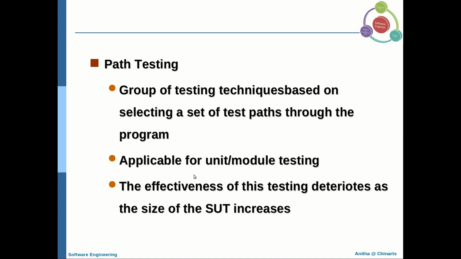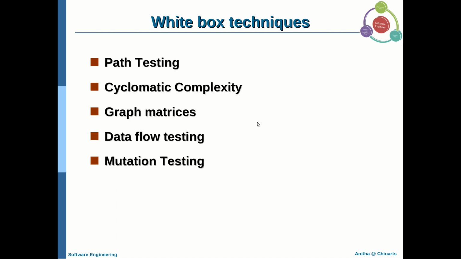Let us see what path testing is. Path testing is a group of testing techniques based on selecting a set of test paths through the program. When I say a group of testing techniques, under path testing itself we have different techniques available. These techniques will be based on a set of test paths. When I say test path, in a particular program, what is the execution flow path? Flow of execution.